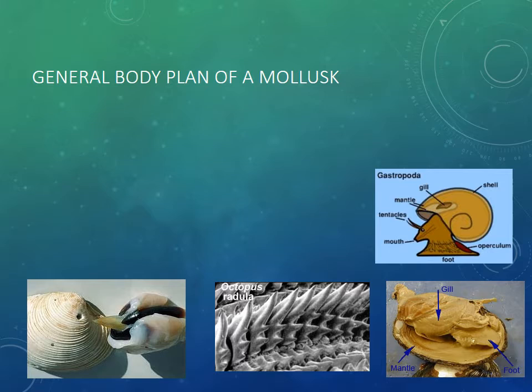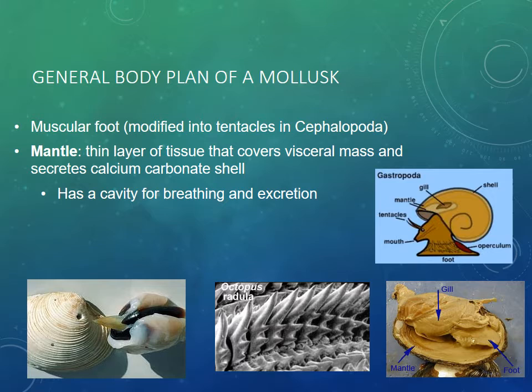They have that. They also have the mantle. So the mantle is this kind of tissue that secretes the shell if it has one, and it also has a cavity in it that's used for breathing and excretory purposes. So that's cool that they have that.